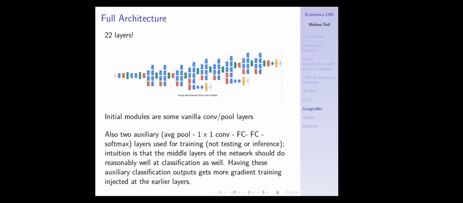It's not used to estimate how well it's doing, but when you're training, you care about how well you're doing in the middle of the network. And the intuition for that is that this is a really deep network. And so the middle layers should do reasonably well at classification as well. If you had this without those layers, you would have a problem called a vanishing gradient, which we're going to talk about in just a minute, in the context of the next paper, ResNet, which is the one that actually more elegantly solves the vanishing gradient problem.